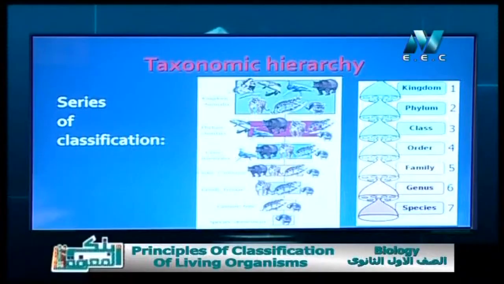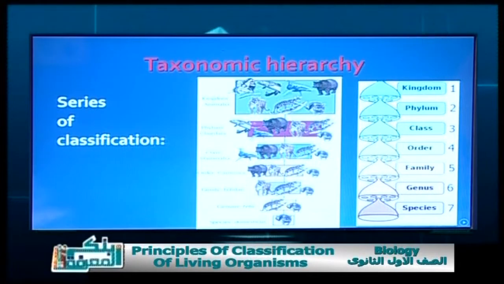So we need to put this huge kingdom into smaller groups, and the smaller groups are called phyla. Each phylum includes a group of animals that have similar characteristics and differ from the other phyla. And we have an example here. The animal kingdom includes many phyla. One of them is phylum Chordata.